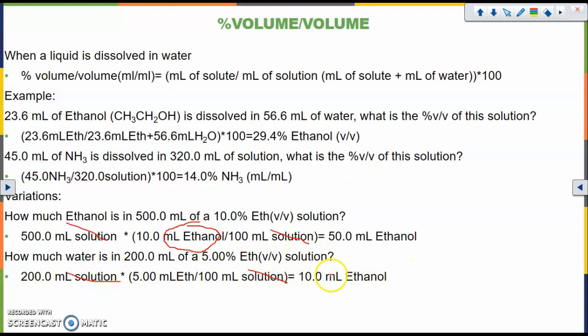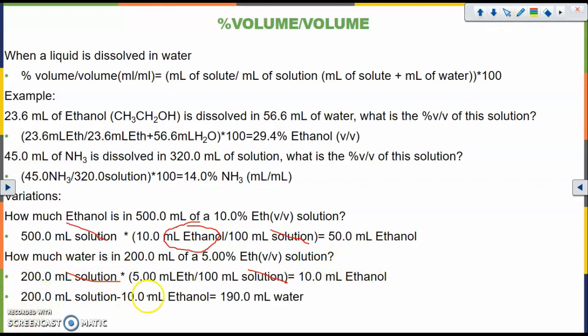So that's the first step, because the whole question says how much water. So we do not have water yet, we only have ethanol. However, if you see it, we actually have 200 mils of solution. Out of this 200 mils of solution, we actually have 10 mils of ethanol.